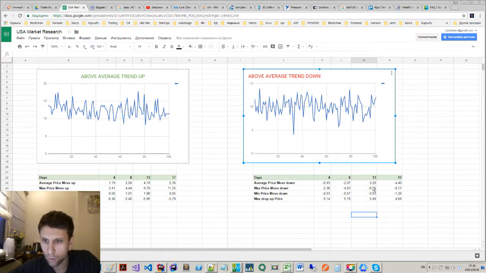For trending down, you can see for 13 bars, it's a bit less. The stops are actually a bit higher, and the market is less likely to trend down than to trend up. You can see it's growing faster than it's falling. Anyway, you can see that this data is showing some interesting stuff, and a lot of interesting thoughts might come up after this.